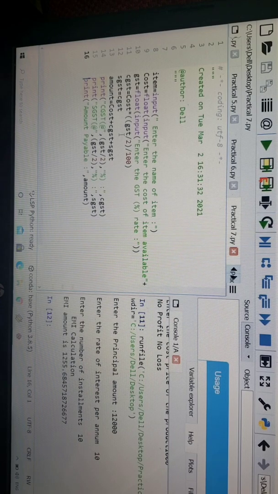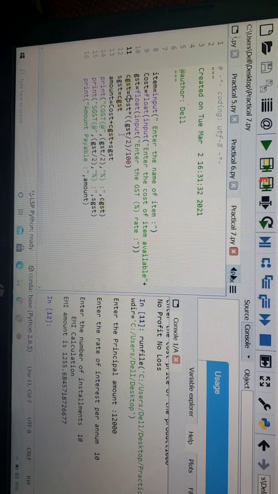So first I am taking the name of the item, whatever item you want to take, then the cost, which obviously could be a float, then GST. Though it is not going to be a decimal, if we take one as float and one as integer, that will create a problem. So I have taken this also as float. Then CGST. CGST means central government tax.